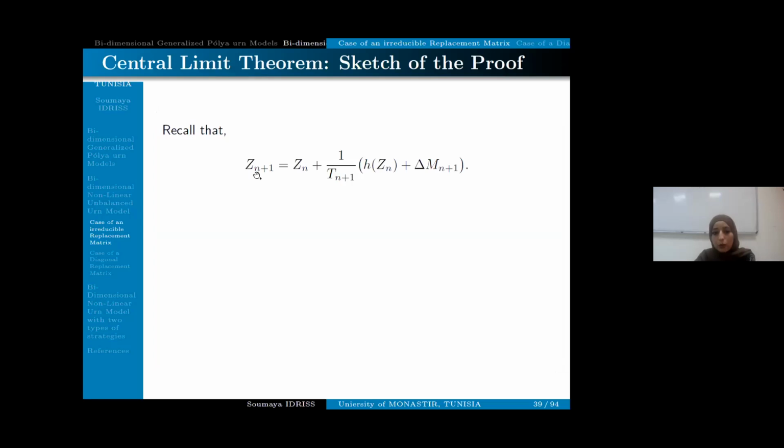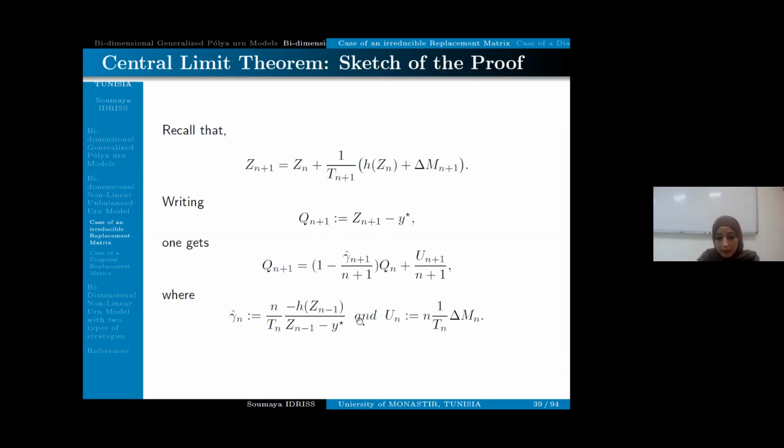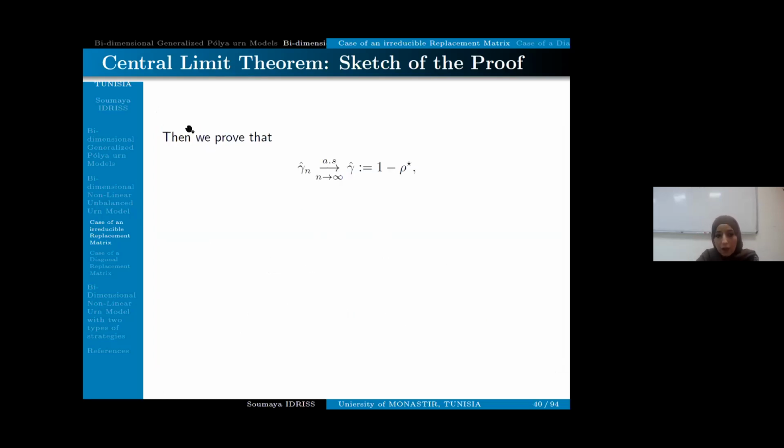So for the proof, we recall that Zn can be written as follows. Then we write Qn plus 1 in this form. Then we establish this new recursion where gamma n hat and Un are given by these quantities. Then we prove that gamma n hat converges almost surely to gamma hat, which is given by 1 minus rho star. And we prove that the conditional expectation of this quantity squared given the past converges almost surely to sigma squared.